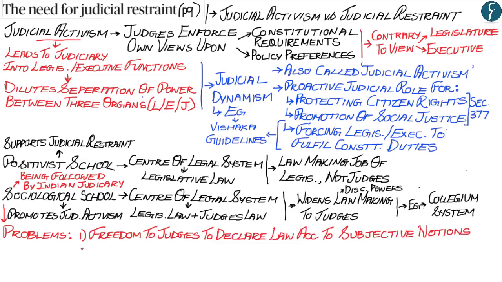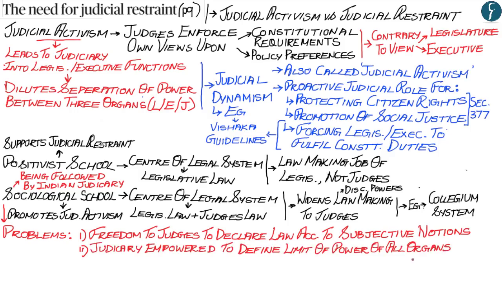The second problem highlighted by the author is that out of all the three organs of the government, which is the legislature, executive, and judiciary, it is only the judiciary that can define the limits of all the other organs. Now, because the judiciary is empowered to define the limits of its own power, it becomes very relevant for the judiciary to self regulate.